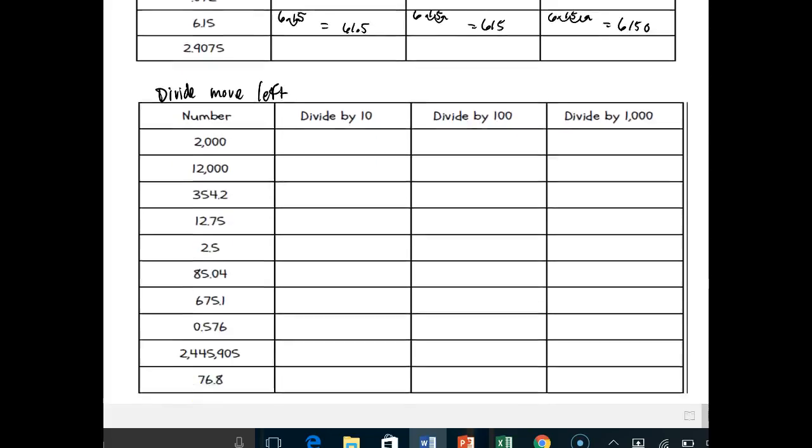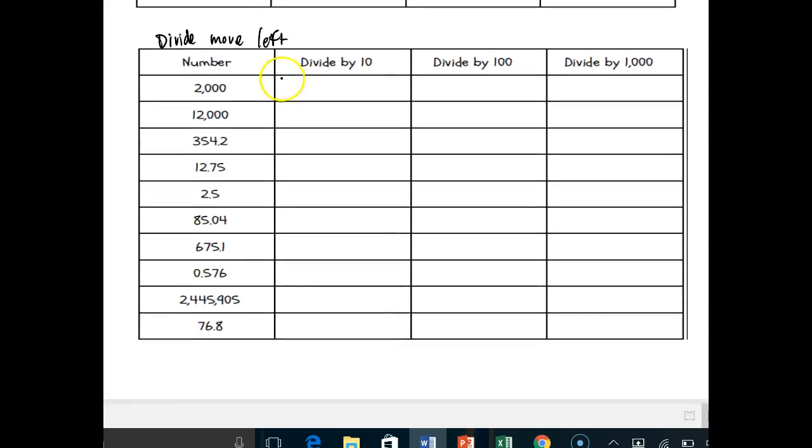All right, so division, we're going to go ahead and divide, right? So we're moving left. So 2,000, we start at the end, and we're going to move left one. So 2,000 divided by 10 equals 200. 2,000 divided by 100, once, twice, equals 20. And 2,000 divided by 1,000, once, twice, three times, equals 2. That makes sense.